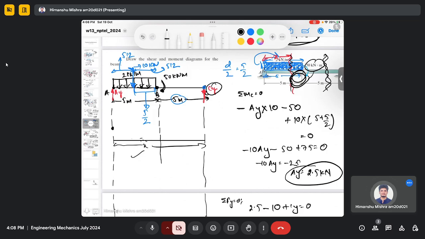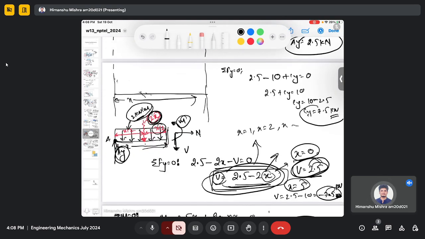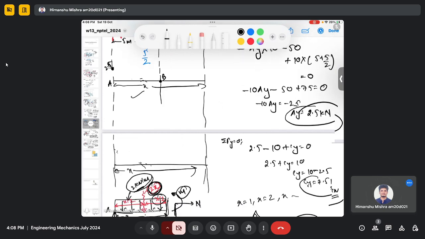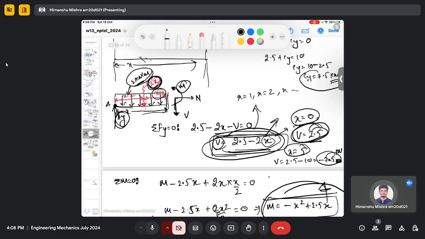So here at point A we know the shear force is 2.5, because we got 2.5 at x equals 0. Then at point B, it's minus 7.5. So it is varying like this. You can see that the variation is 2.5 minus 2x. This is the variation of shear force, 2.5 minus 2x. From the equation you can see it is varying linearly.